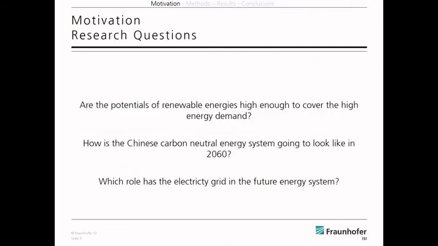So the research questions for this presentation are: are there enough potentials of renewable energies to cover the high energy demand in a climate neutral energy system in China? Then, how is the Chinese carbon neutral energy system going to look like in 2060? And which role has the electricity system, the electricity grid, in the future energy system? So these are the research questions I'm going to try to answer.